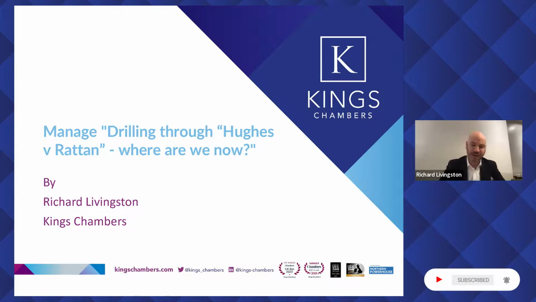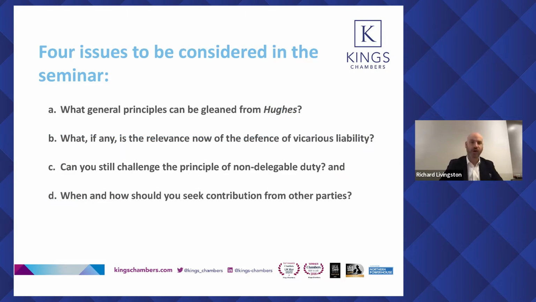The webinar today aims to look at the case of Hughes and Rattan and consider the practical implications of the case. We'll all be familiar with the case's ratio and most likely the obiter observations. However, it's worth looking at the case in some detail so that we know where it takes us and how, if at all, it can be distinguished. This webinar focuses, however, on the strategies to be deployed when defending dental cases.